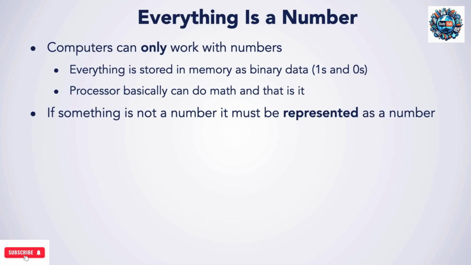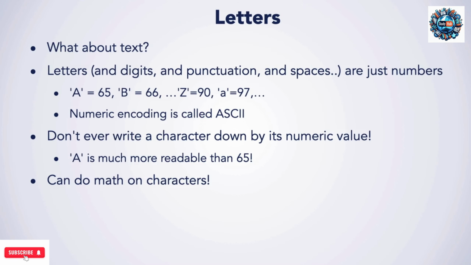The processor, the brain of the computer, can only do mathematical operations like addition, subtraction, comparing two numbers to see which is bigger, and moving numbers to different locations. The processor can do this math really fast, typically billions of math operations per second, but it can really just do math. Accordingly, if some type of data does not seem to be a number, it has to be represented as a number. One type of data that seems like it is not a number is text.